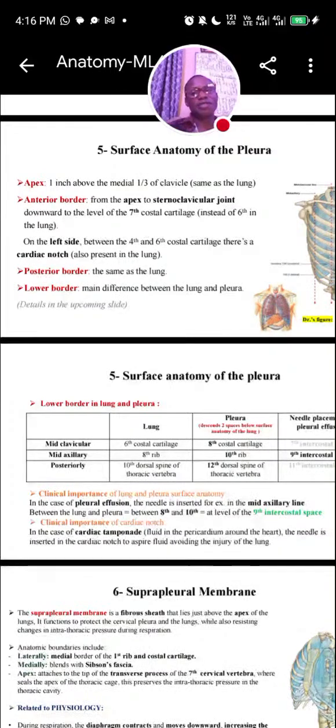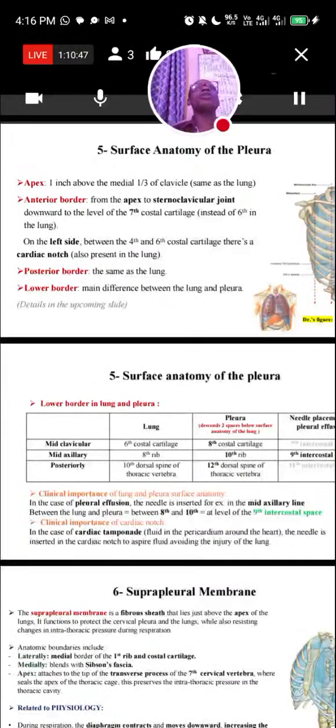Sternoclavicular joint, very importantly, the apex, foot and 6th costal cartilage, cardiac notch. You follow? Especially on the left side of the pleura. Anteriorly, you have the cardiac notch, where the heart inserts. Okay, you follow?